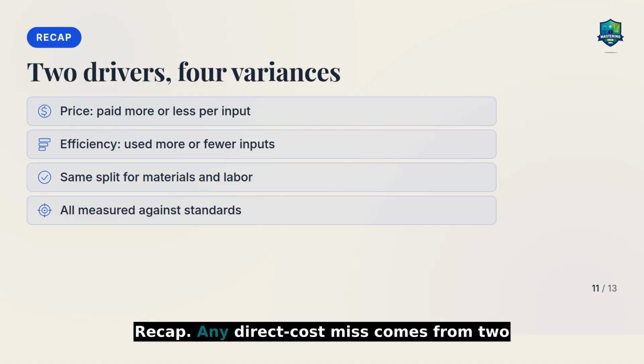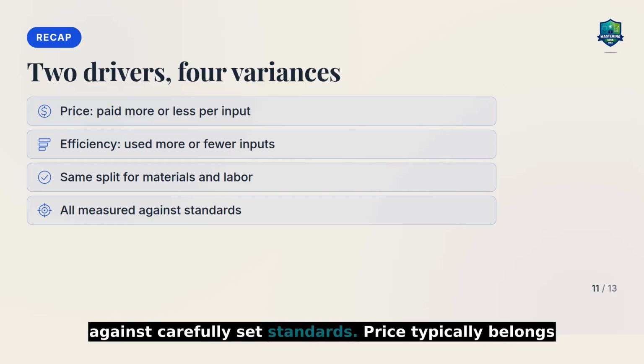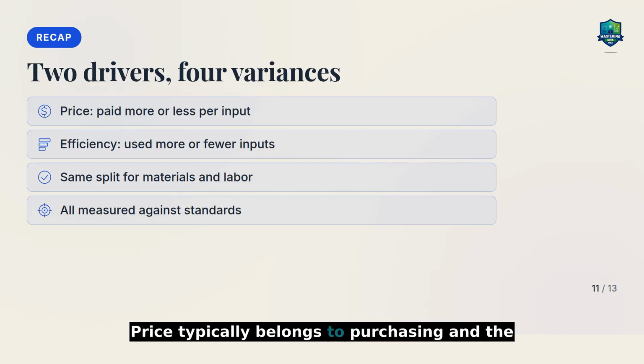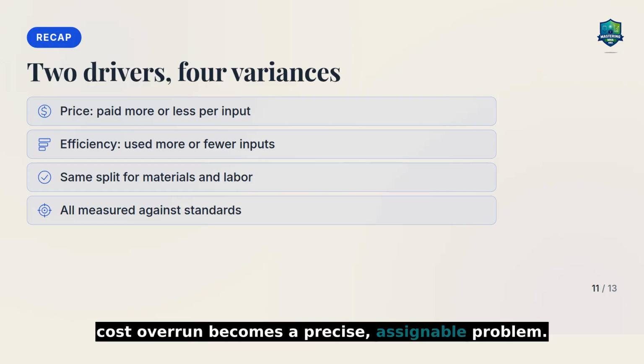Recap. Any direct cost miss comes from two drivers: price, what you paid per unit of input, and efficiency, how much input you used for the output you made. You compute each for direct materials and direct labor, giving four variances in total, all measured against carefully set standards. Price typically belongs to purchasing and the market, efficiency to operations and the floor. Split them, and a vague cost overrun becomes a precise assignable problem.